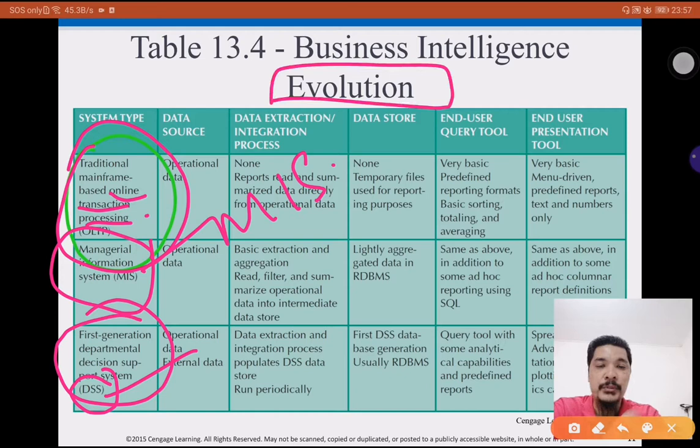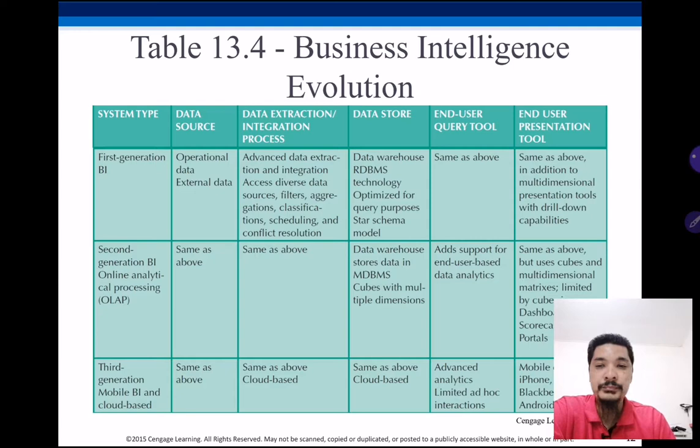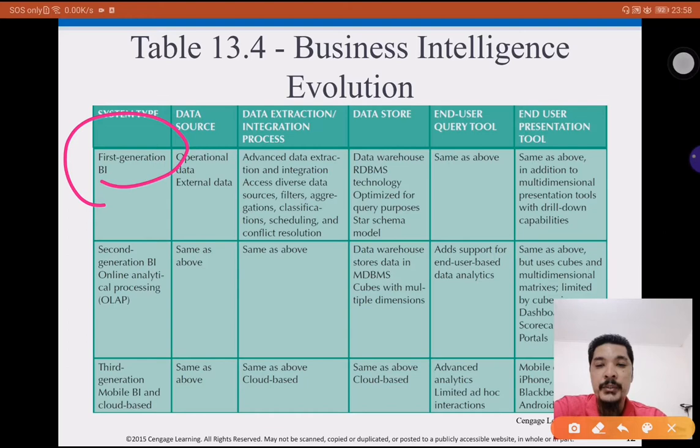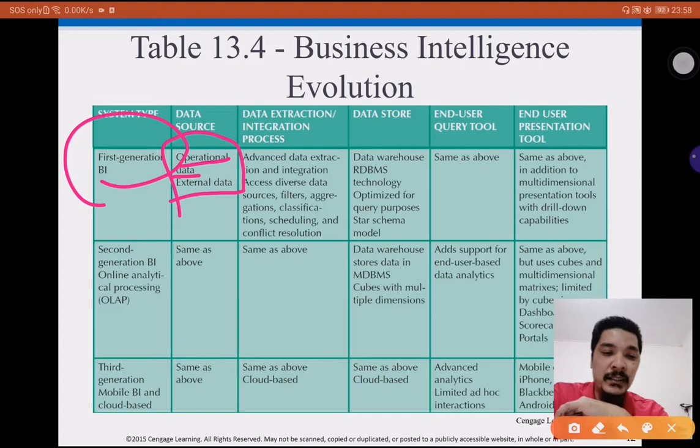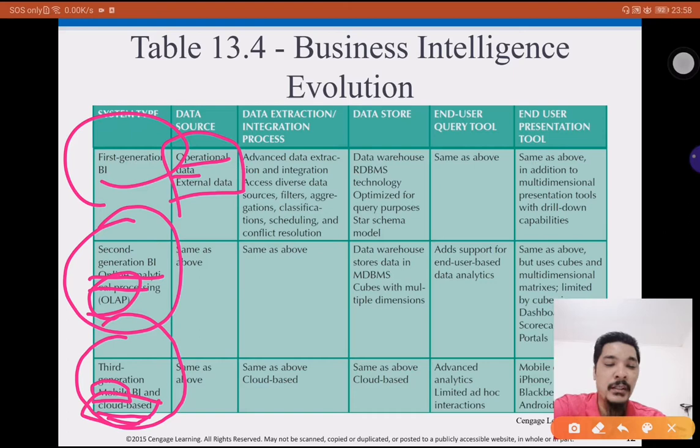Dia punya process, from the traditional until now. Okay, let's move to the next. The rest, nanti maybe you can read again. Okay, and now the next generation is first generation of BI, based on the operational data and also external data. Okay, this is something like early 1990s, all right, 2000, millennium and so on. And the next one, we have second generation BI, online analytical processing, we call it OLAP. And now we have third generation, mobile BI and also cloud based. Okay, so this is our era, mobile. So semua dah tengok dekat handphone dan semua sekarang ni simpan dekat cloud. So dekat dalam Drive, Google Drive.